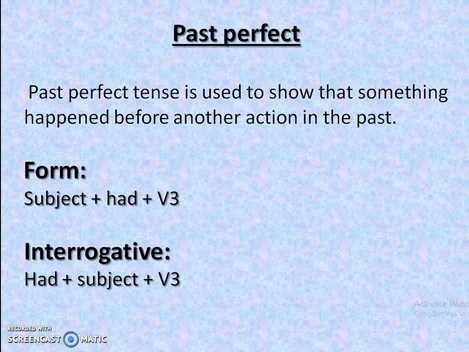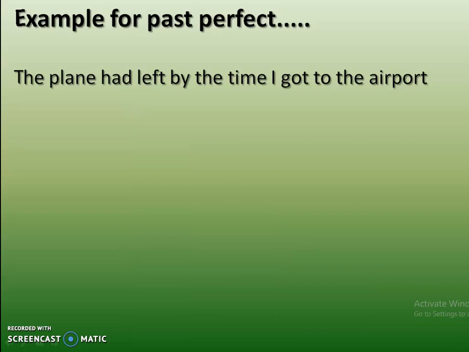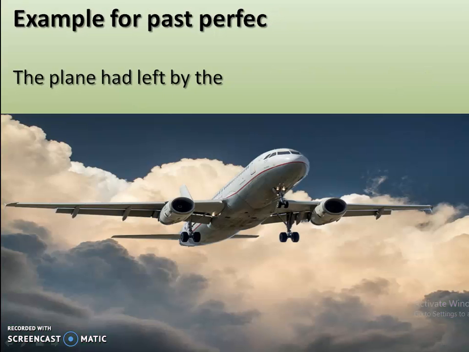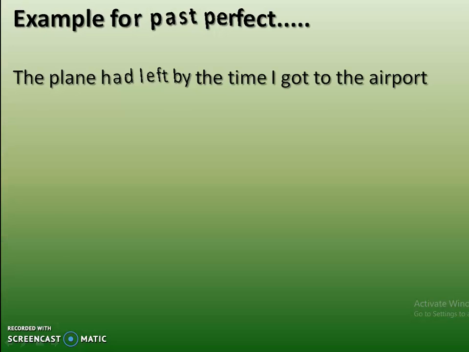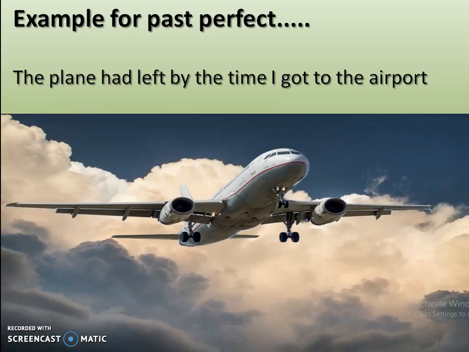Next comes the past perfect tense. Past perfect tense is used to show that something happened before another action in the past. Subject plus had plus V3 form of verb is the form. Interrogative sentence form is had plus subject plus V3 form of verb. An example for past perfect tense. The plane had left by the time I got to the airport.